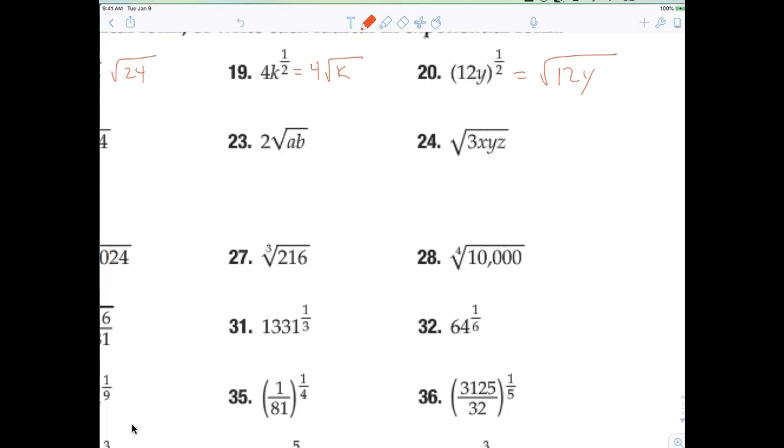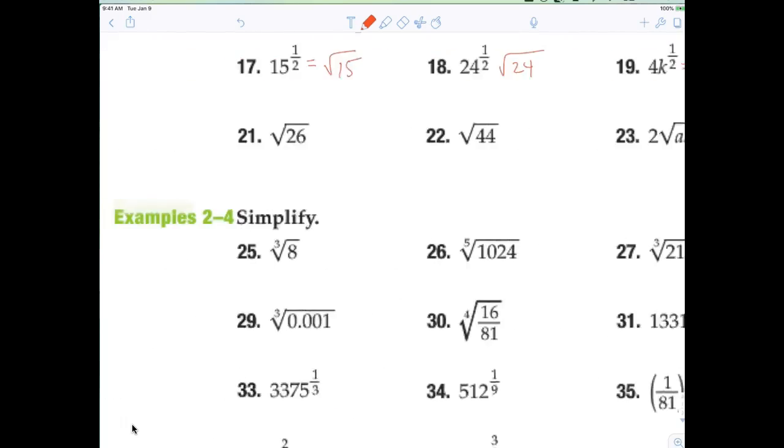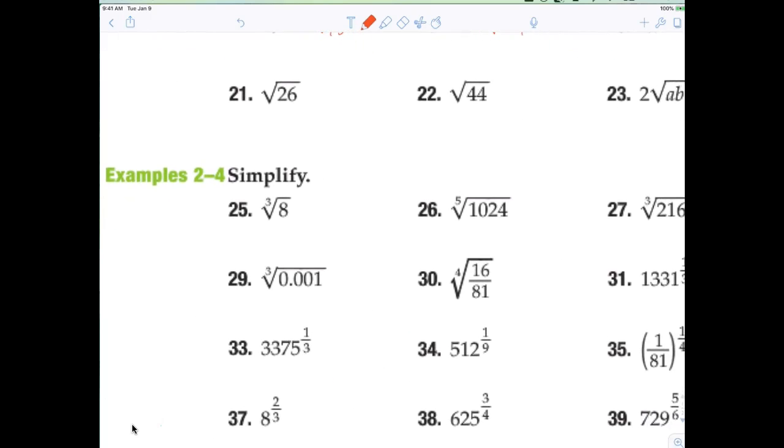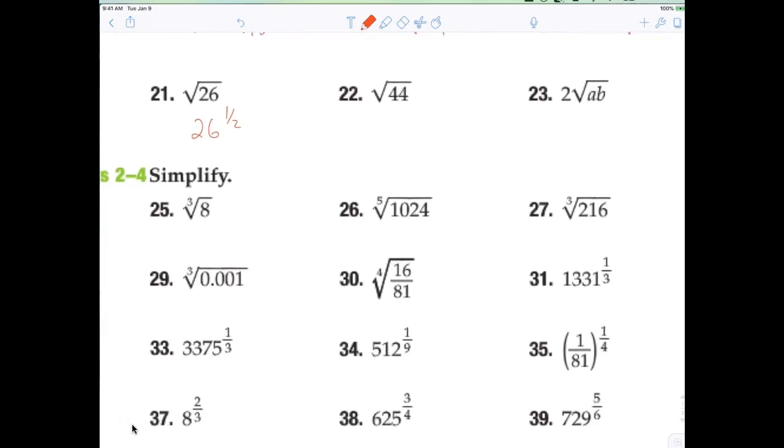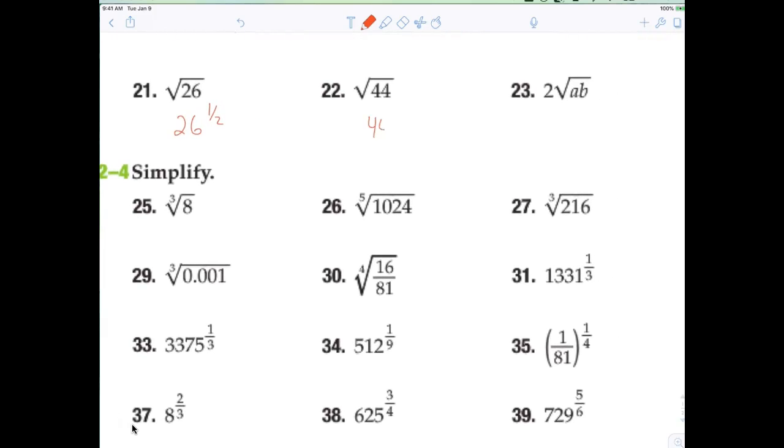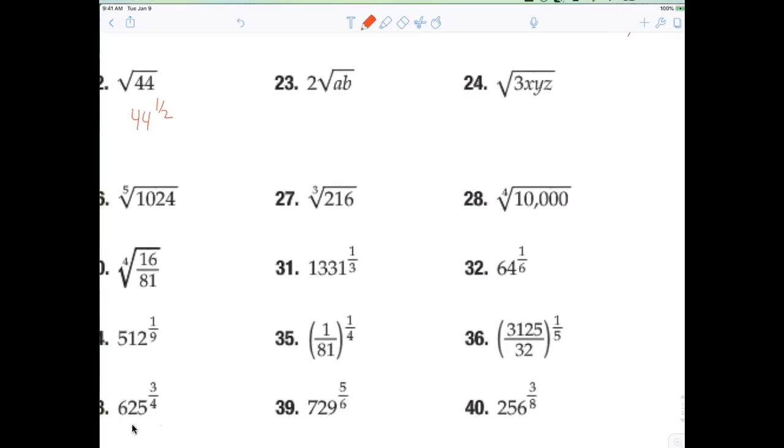Because again, like I said, this is not really math. It's just that you have to be able to translate from one to the other. And the more advanced we get, the less we deal with the radical sign and the more we deal with exponents. So now we're going the other direction. Square root of 26 is the same as 26 to the 1/2 power. That is correct. And square root of 44 would be written as what? 44 to the 1/2. And then 23 would be what?